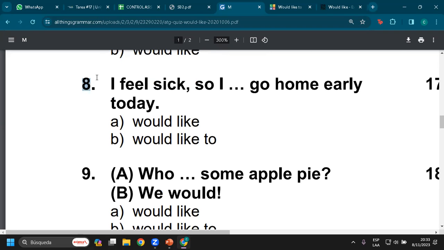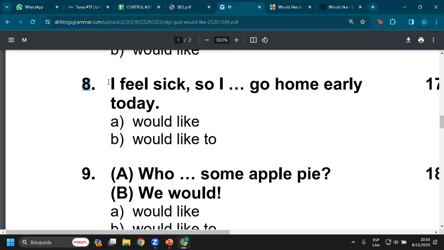Any questions? Do you have a question? Question para would you like? Oh, vamos a ver la estructura de las questions, pero más adelante, don't worry. Primero vamos a practicar las affirmatives y las negatives. Y luego vamos a ver un poquito las questions. Don't worry. Ok, number eight.